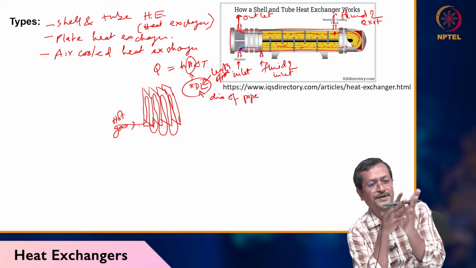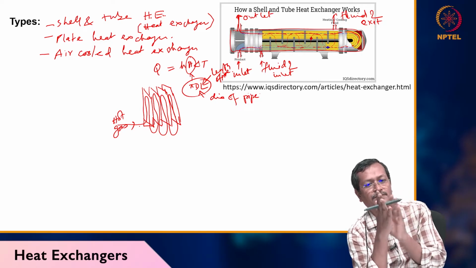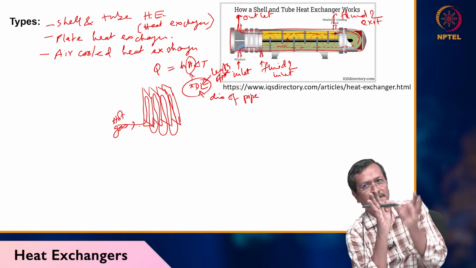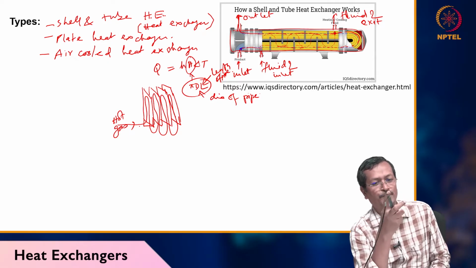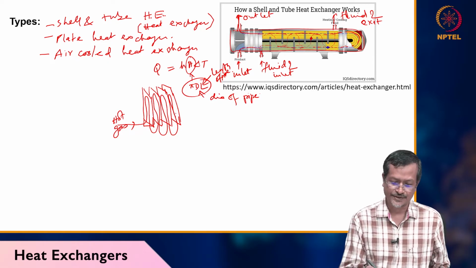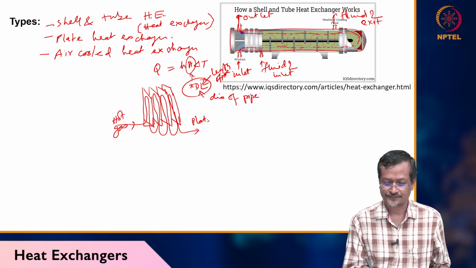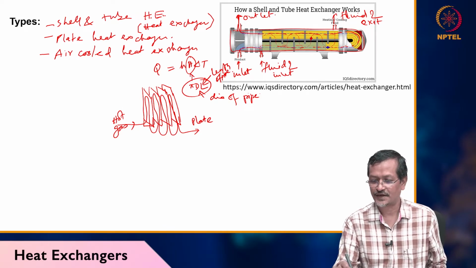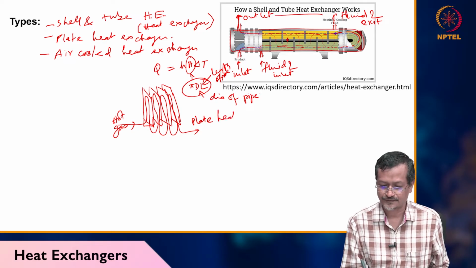So the pipe is transferring heat, so the pipe will be quickly transferring heat to the plate, and any air nearby the plate will be heated up. So for room heating purposes, people in western countries are using this type of plate heat exchanger. This is actually shell and tube, okay, this is plate heat exchanger.